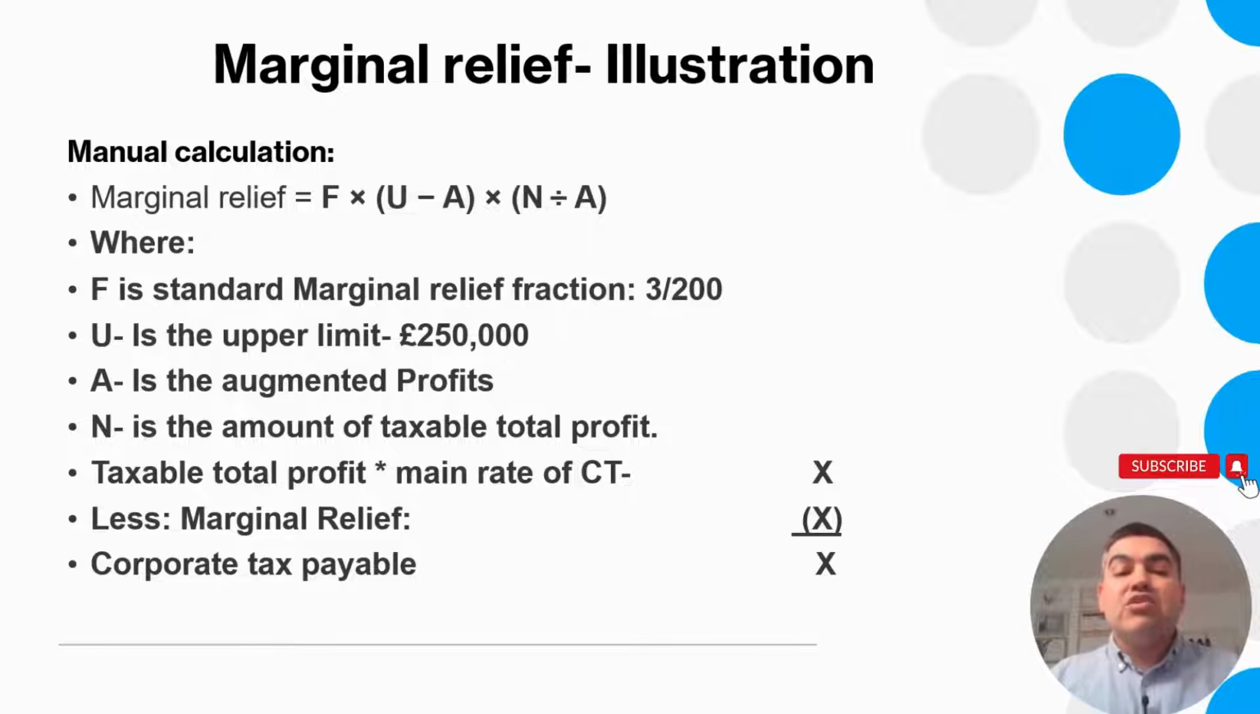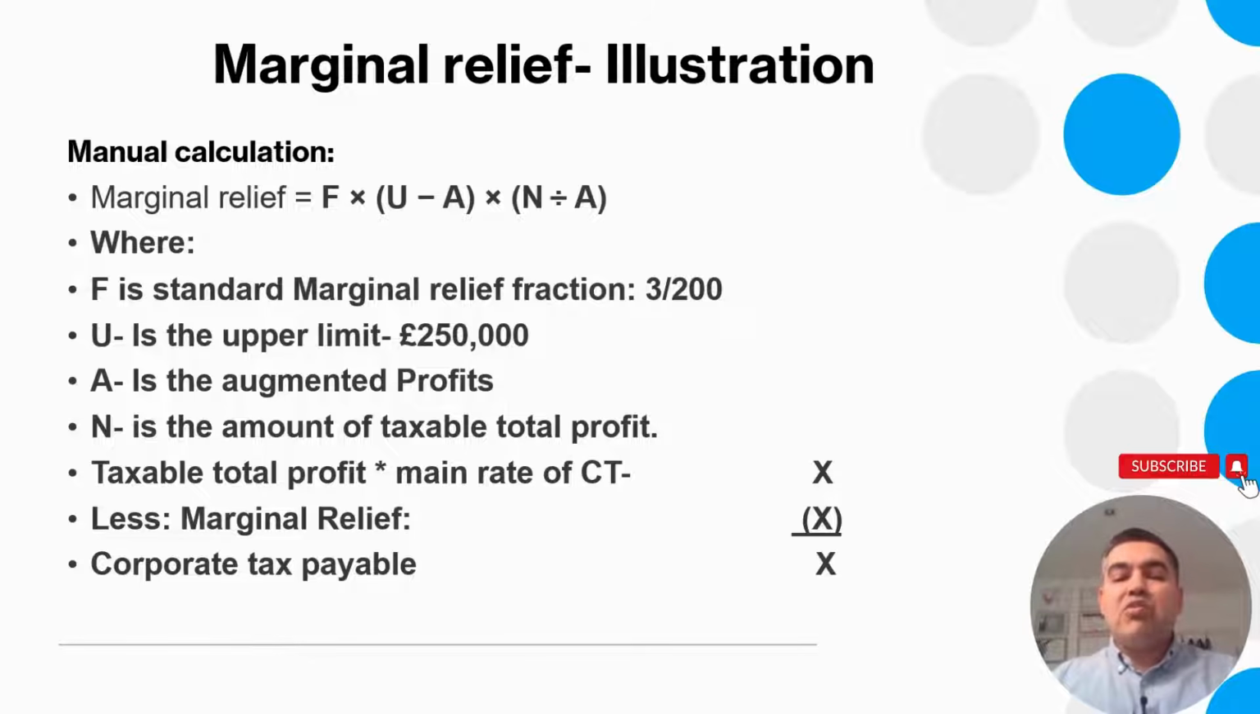So F is the standard marginal relief fraction. The formula is F multiplied by (U minus A) multiplied by N divided by A, where F is the standard marginal relief fraction, which is 3 divided by 200, so that is fixed. U is the upper limit, 250,000, which will be scaled down for a shorter accounting period of less than 12 months, and divided by the number of associated companies. A is the augmented profit. Augmented profit means the total taxable profit plus the dividend. N is the amount of total taxable profit.